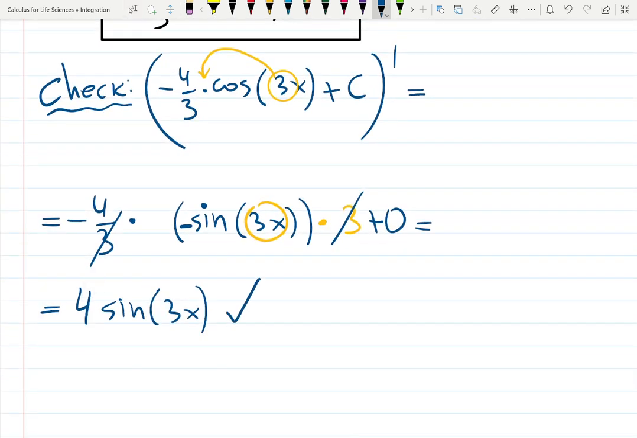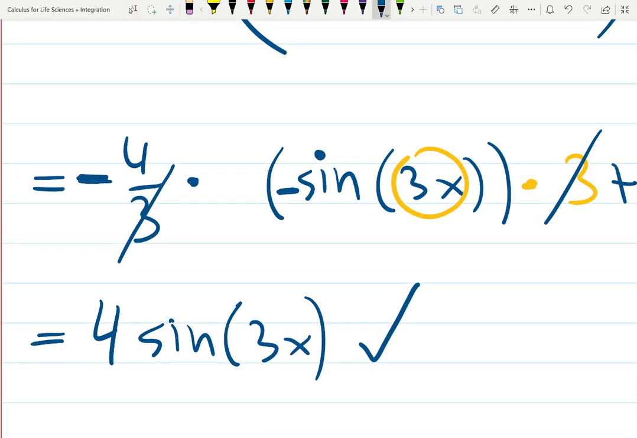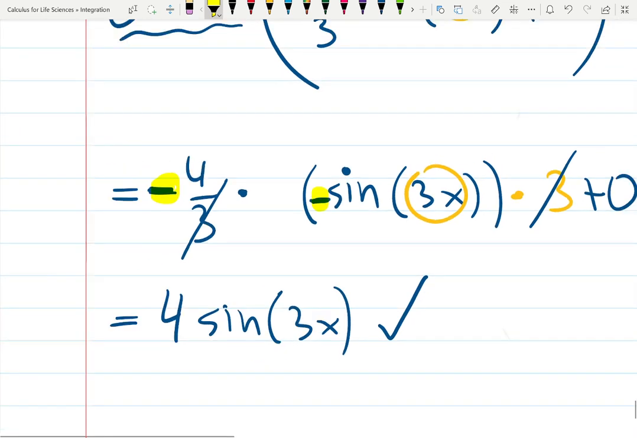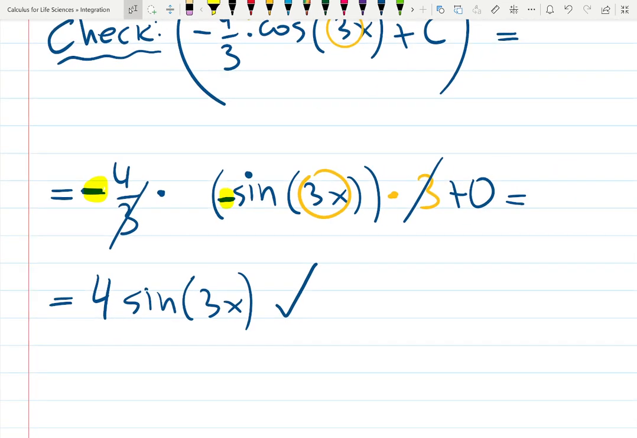Wait, shouldn't it end up becoming -4? Let's see. -4 is here, but then derivative of cosine is minus sine. Minus and minus. I didn't notice. Makes sense? So you always can check. It's nice, convenient on the test that you can always check yourself, if you have time, of course.